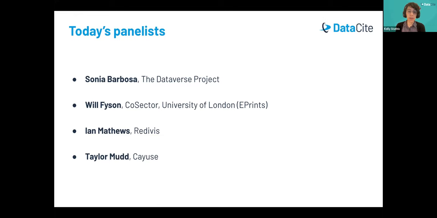Ian Mathews is the CEO and co-founder of Redivis, and Redivis is a data platform that is focused on helping academic institutions distribute data sets and giving researchers the tools to understand them. And Taylor Mudd is a senior software engineer for Haplo Services. His responsibilities include core software development and maintenance for the Cayuse suite of products, primarily Cayuse repository, ideation of new features and functionality, and assisting with planning the product roadmap.